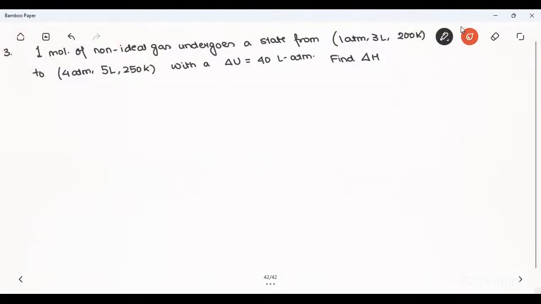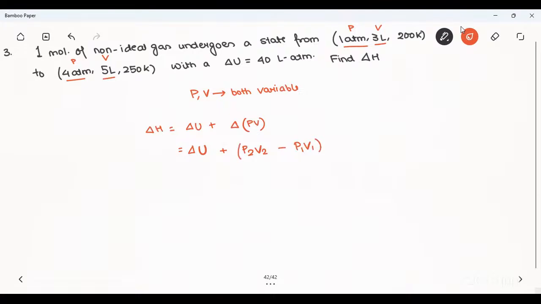See, here P and V both are variables, right? Both are changing. So here P and V are both variable. What formula will we use? Delta H is equal to delta U plus delta of PV, right? What is delta of PV? Delta of PV means P2V2 minus P1V1, right?